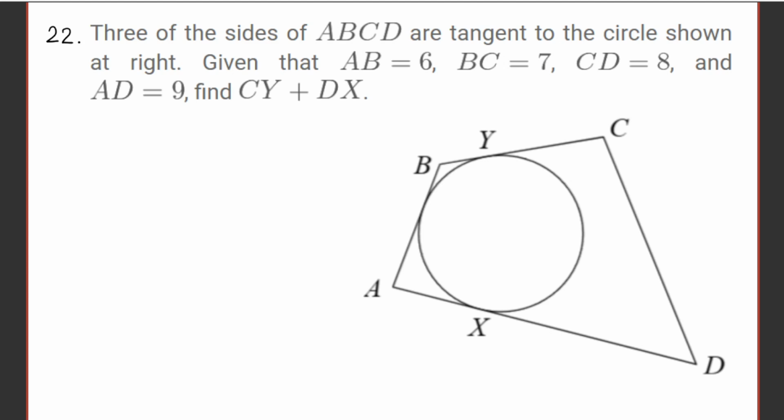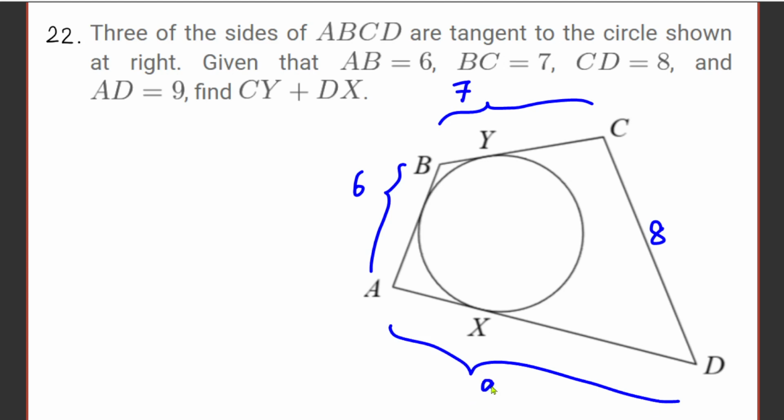Okay, in this question we have 3 of the sides of ABCD, which are tangent to the circle shown at right, given that AB equals 6, BC equals 7, and CD equals 8. AD is 9. So there is a lot of given information here. We need to find CY plus DX. So where is CY? CY is here. Plus DX. DX is this length here.